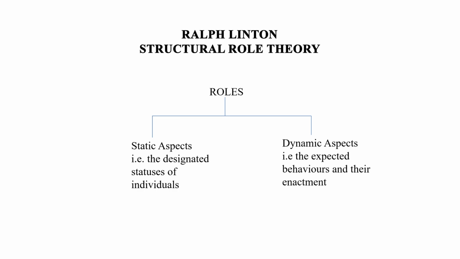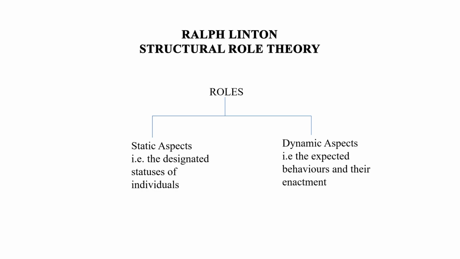The static aspect of a social role comprises statuses. These statuses are positions designated to individuals, such as a barber or a chef. On the other hand, the dynamic aspect of roles comprises behaviors and their enactments. Roles themselves are, as pointed out by Linton, the dynamic aspect of status, as behaviors and enactments can transform and alter over time. Linton termed roles to be dynamic in nature.